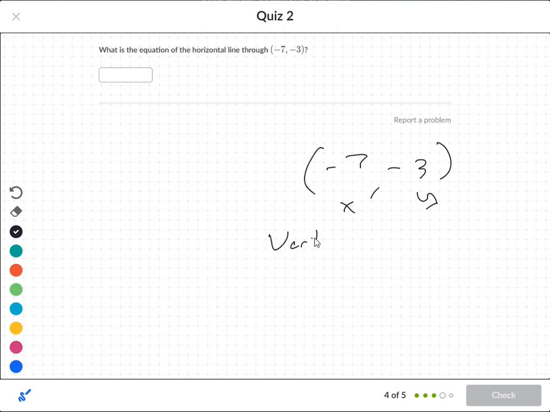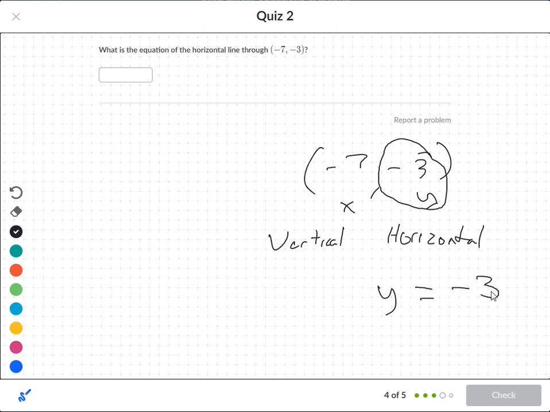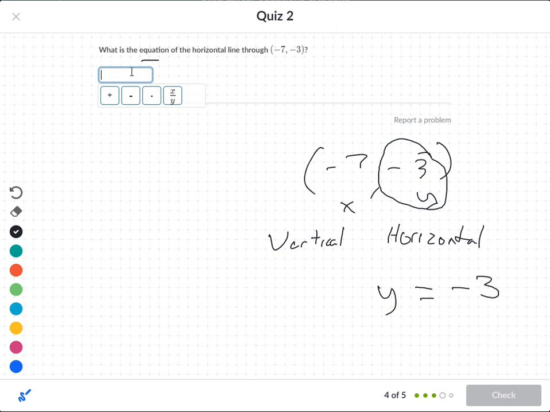It's also vertical. If it talks about the vertical line, it's talking about the x. The second number is your horizontal one, and this horizontal one is with the y. So we're going to take the y with the minus 3. We simply say y is equal to negative 3. And again, it's an equation, so you can't just say negative 3. If you put down negative 3, you're going to get it wrong. You have to say y equals negative 3.